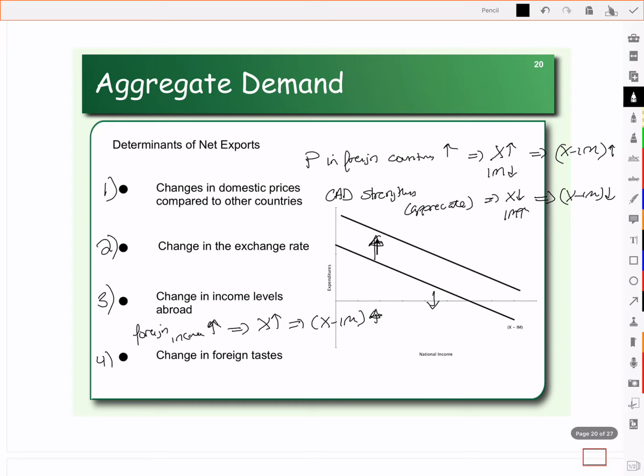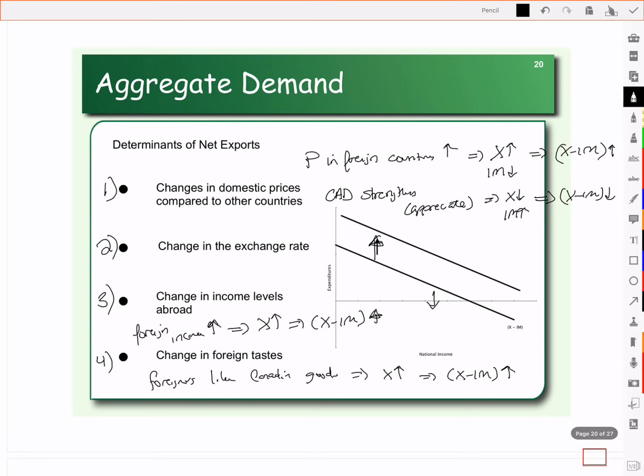The last one here is a change in foreign tastes. So what if foreigners like Canadian goods more? If foreigners like Canadian goods, then they're going to want more of our goods and exports are going to increase. And if exports increase, X minus IM will increase and the graph will shift upwards.